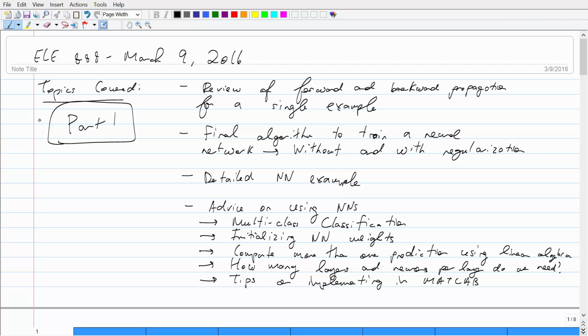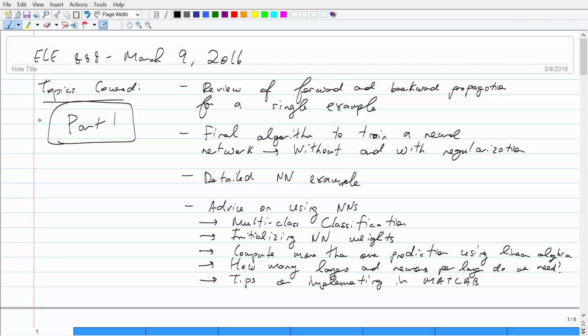There's a particular way that you're supposed to initialize the weights, which we'll talk about. And then how you can compute more than one prediction using linear algebra. Before, we just specified a single example. You can compute more than one prediction simultaneously using linear algebra.